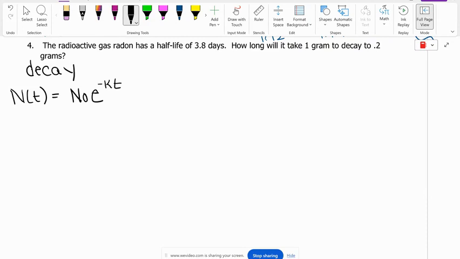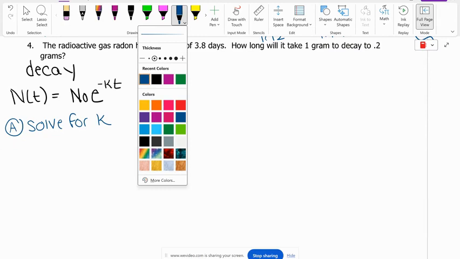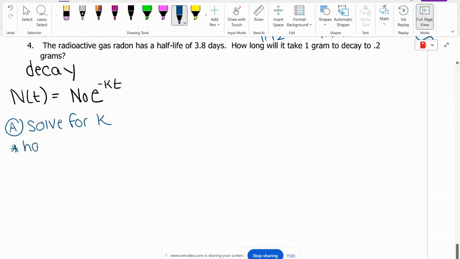For these decay problems, we're going to do the same thing that we just did for the population. You're first going to solve for k and then solve for whatever else they need you to find. So similar process, we're going to solve for k. So I have to then make sure I know everything else. So the radioactive gas has a half-life of 3.8 days. Okay, that's a word you need to know, half-life.